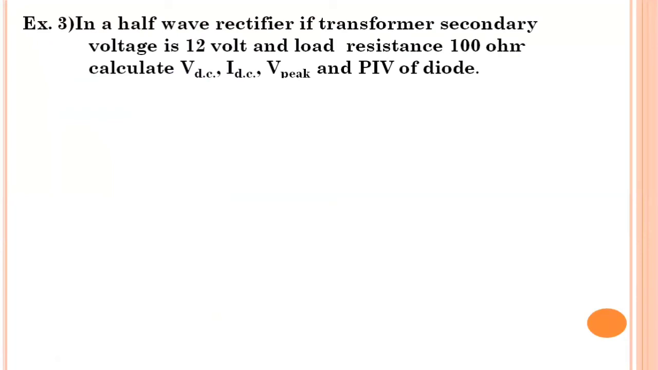We'll go now to the next example, number 3. It is also given on a half wave rectifier circuit. If the transformer secondary voltage is 12 volt and a load resistance of 100 ohm is connected at the output, then calculate the DC voltage, DC current, the peak value of voltage, and the peak inverse voltage PIV of the diode used in the rectifier circuit. We'll go now step by step.